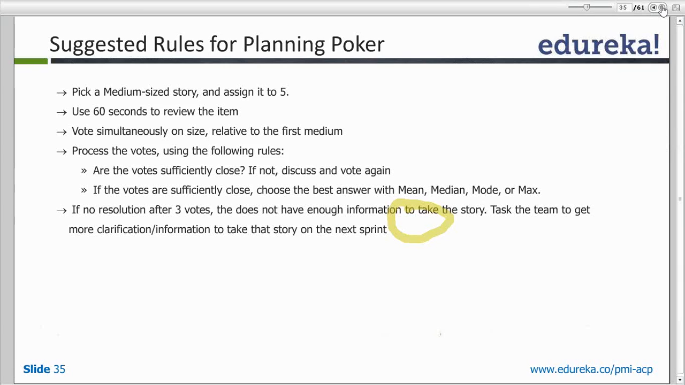The only catch is, even after 3 sets of voting, if the estimates come like 3, 5 and 8, in that case a mean value, the average value, is taken and the estimate would be considered as 5. You don't go beyond three sets of voting.